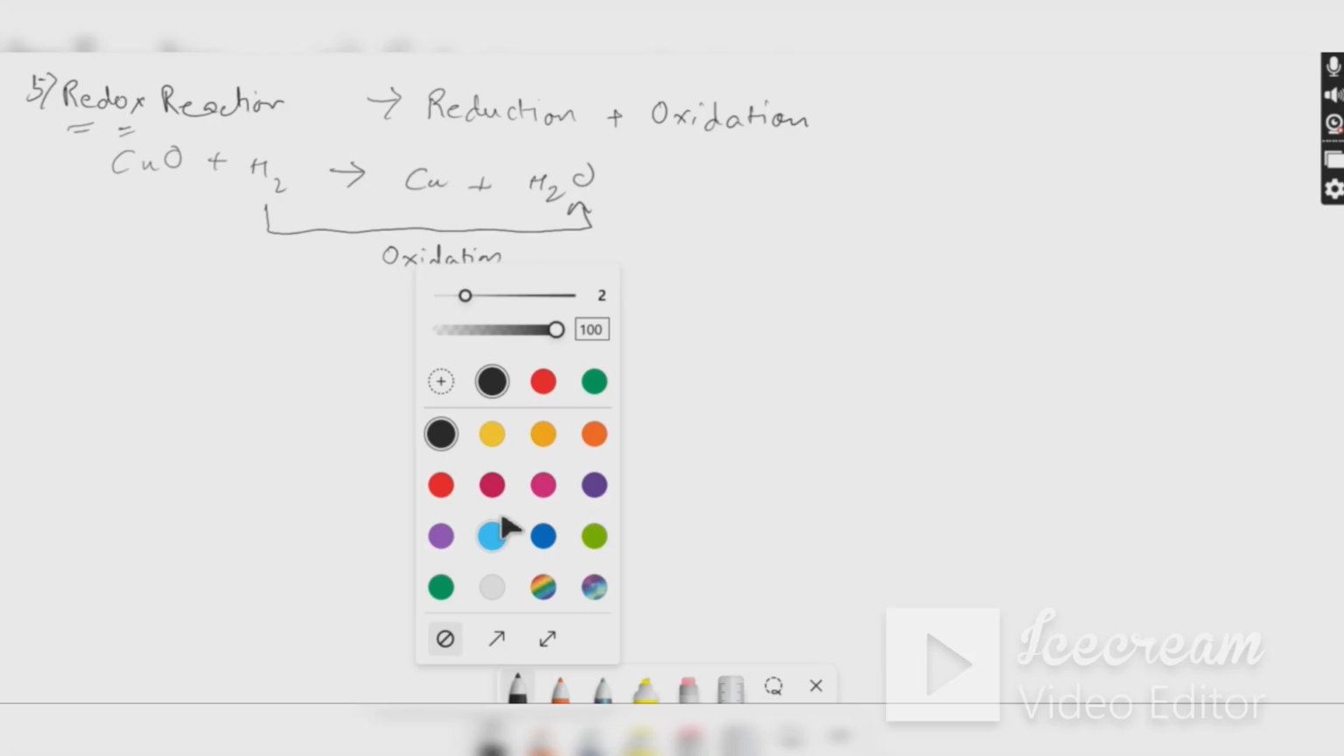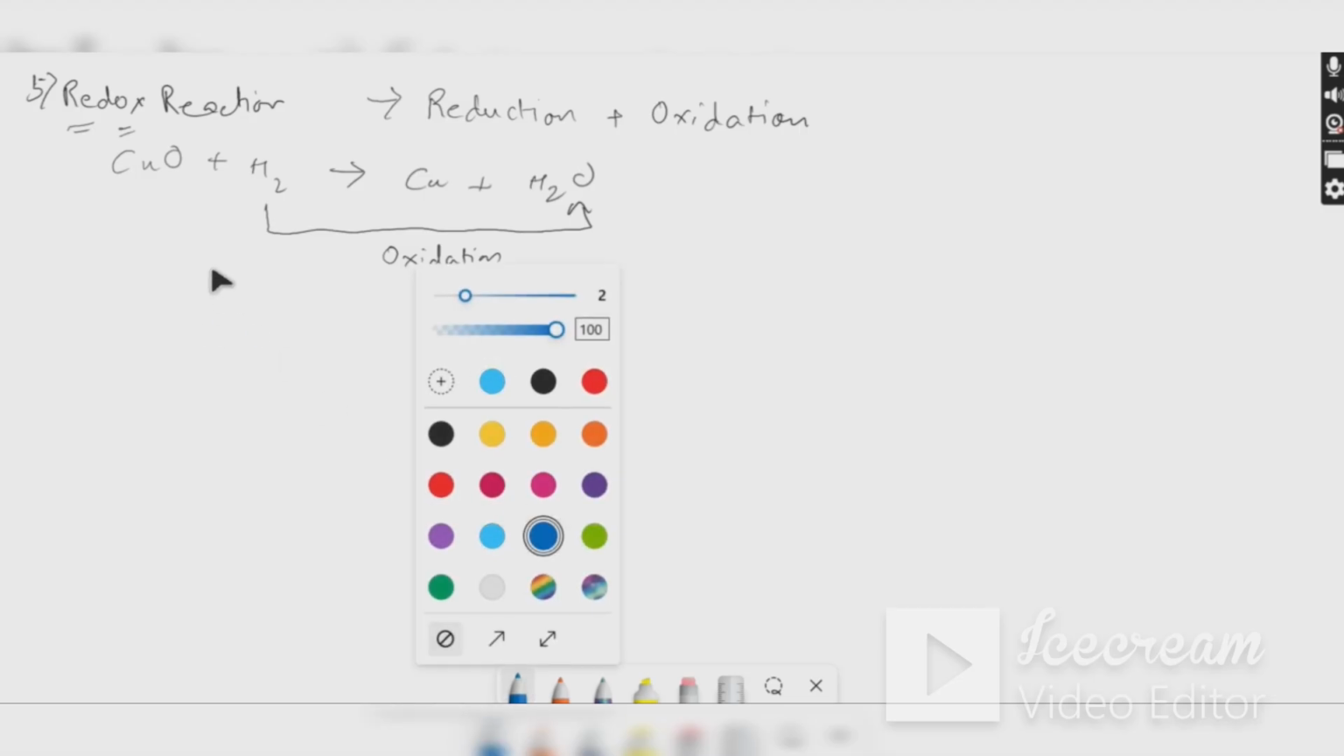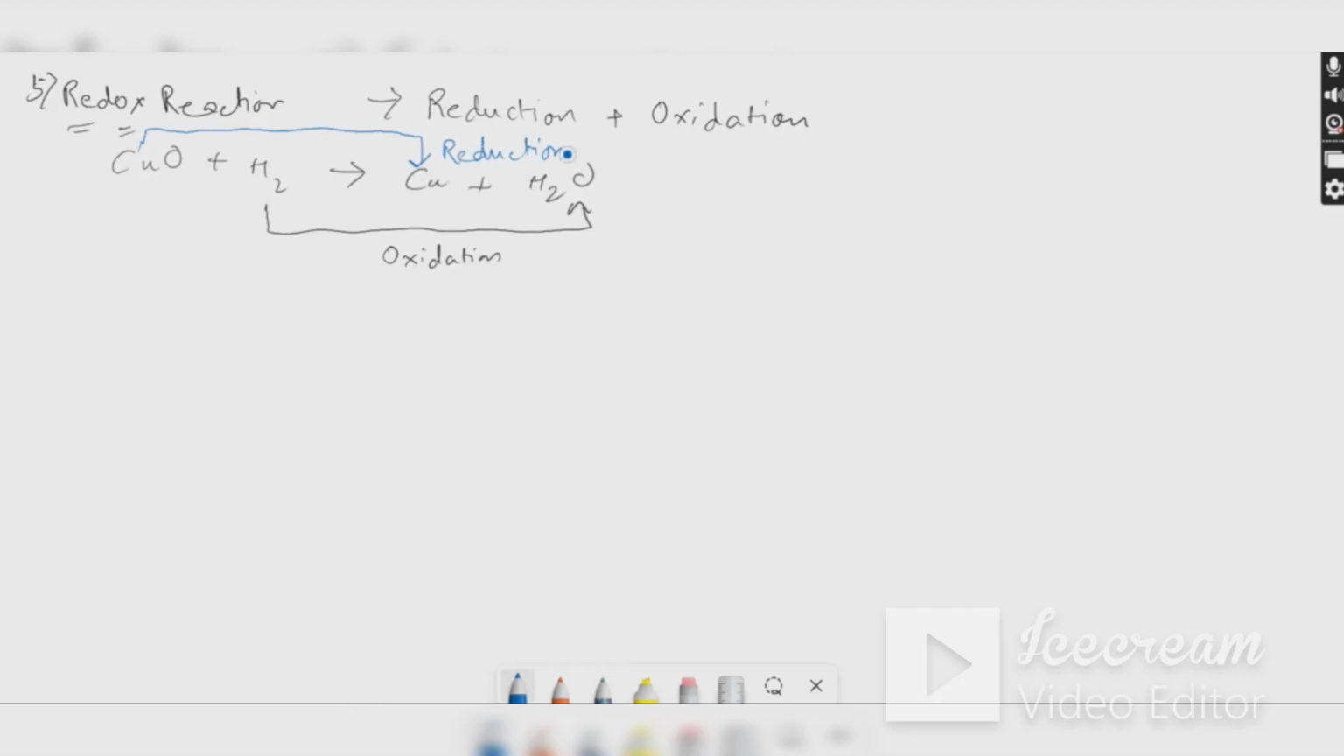Whereas copper is losing an oxygen. Right? So herein I will say that copper oxide is losing an oxygen. So I'll say here reduction is taking place. Right? Here reduction is taking place. So now what will I say? If oxidation is taking place, hydrogen to water. So here oxidation is taking place.